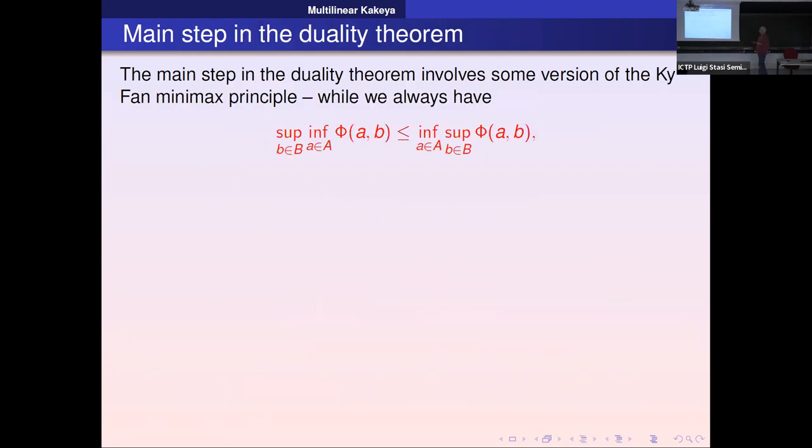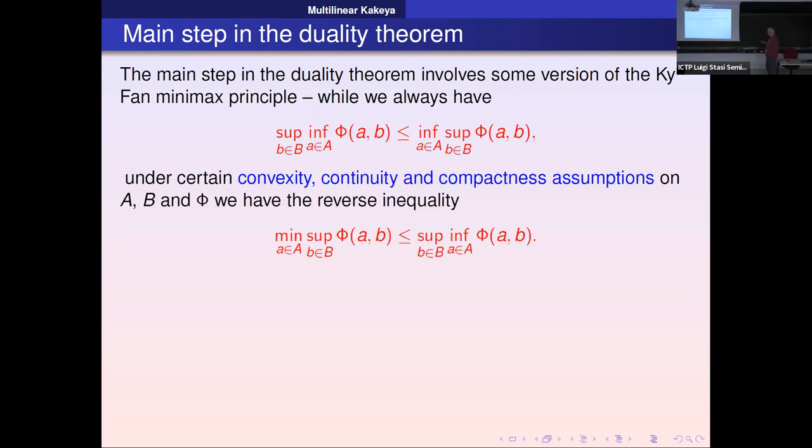Right. So what's the main step in the duality theorem? The main step is to use some version of the minimax principle. The minimax principle tells you that if you have some function of two variables, the sup of the inf is always less than or equal to the inf of the sup. That's always a good exercise for first year undergraduate students. But you can reverse the order under certain conditions. Under certain continuity, convexity, and compactness assumptions on A and B and phi, you can reverse the inequality.